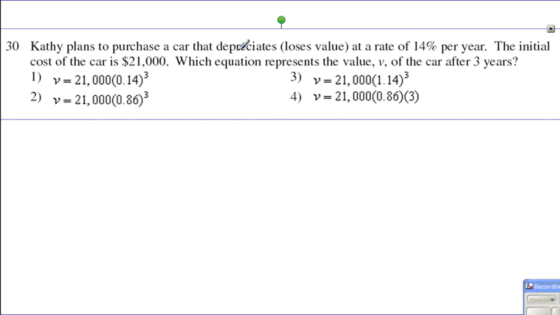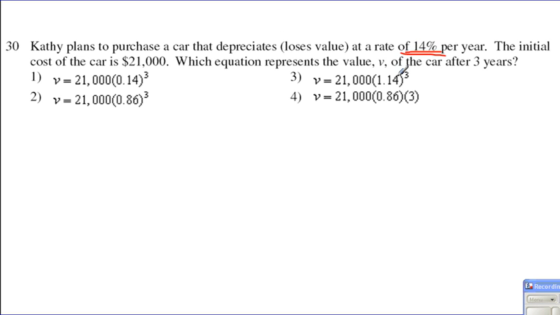Now, here it loses the value at the rate of 14% per year. That means how much do we still attain? Yes, if you subtract 14 from 100%, we will still attain 86% every single year. Now, that means what's going to be happening? This 86%, that means we have 2 choices.